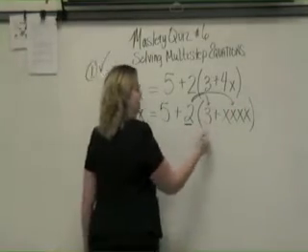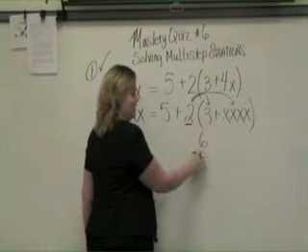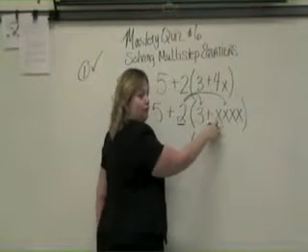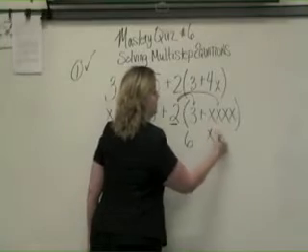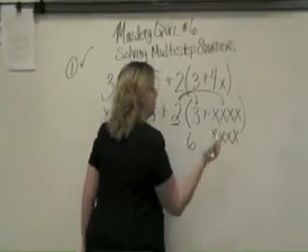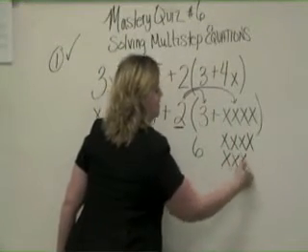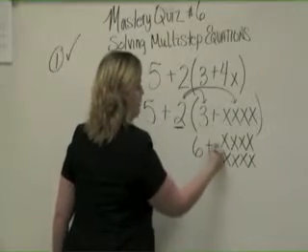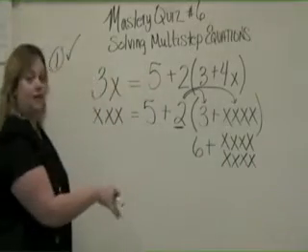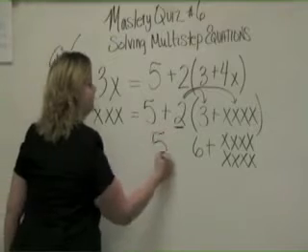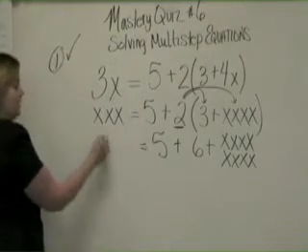So what I get here is 6, because 2 times 3 is 6. And I'm going to double 4x. So instead of 4x, I've got 8x. And this is an addition problem. Now I've got to bring down everything else. There was still a 5, and we've got 3x on this side.